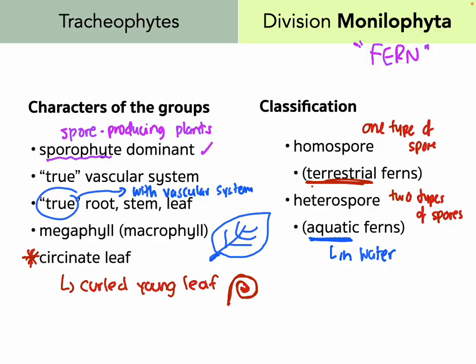Oh, terrestrial means on land. So terrestrial means things that are on land, right? And aquatic, in the water. So if your fern is on land, they are homospore. If your fern is in the water, aquatic, they're heterospore. So you kind of have to know where your ferns come from. And we're going to learn about a few of them in the lab and in the lecture today.